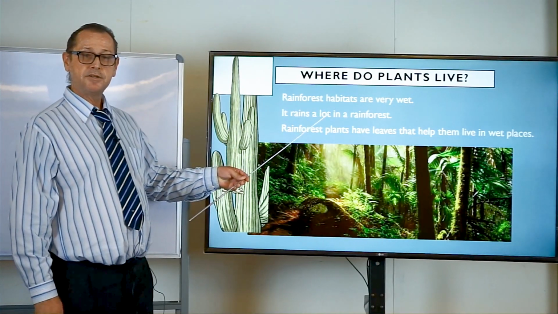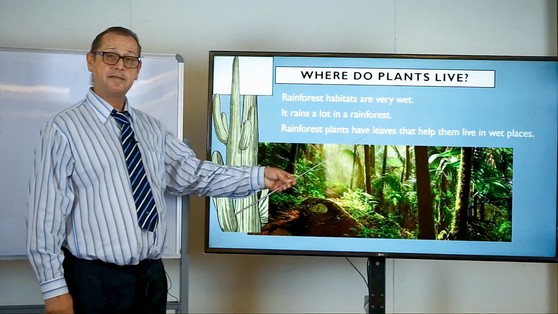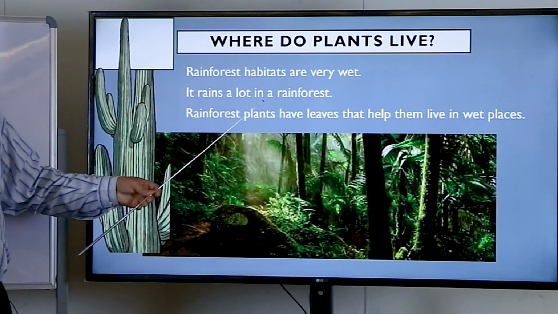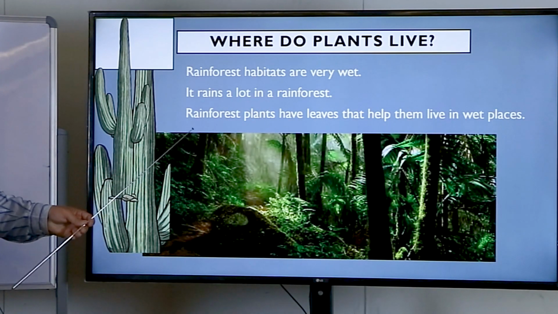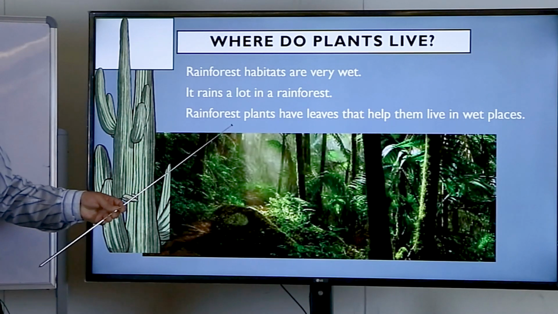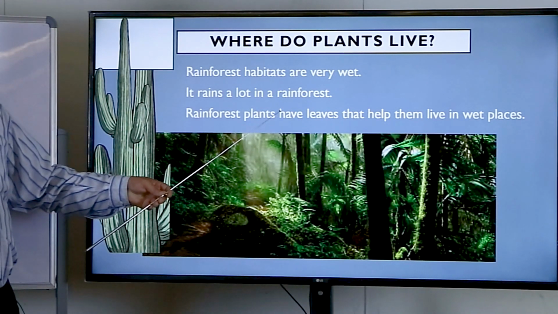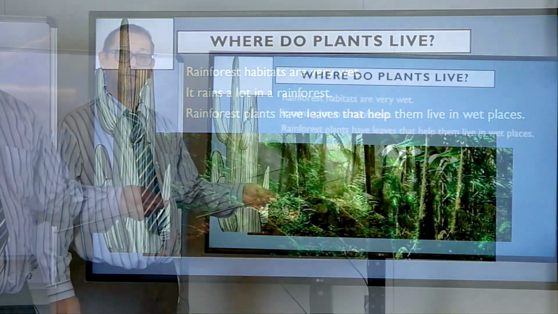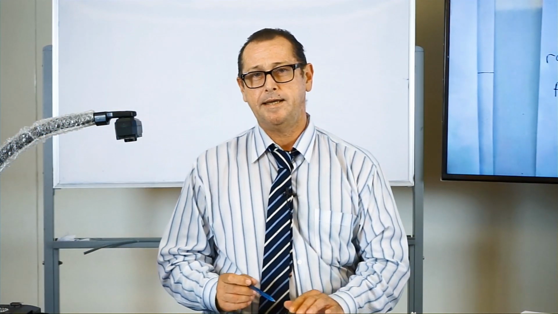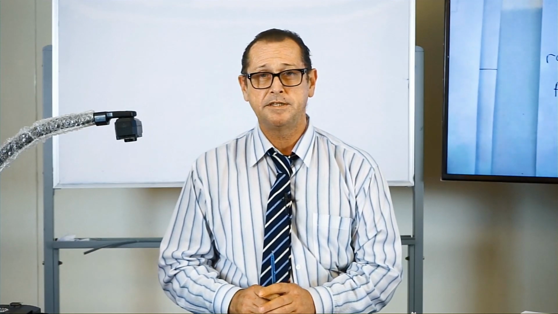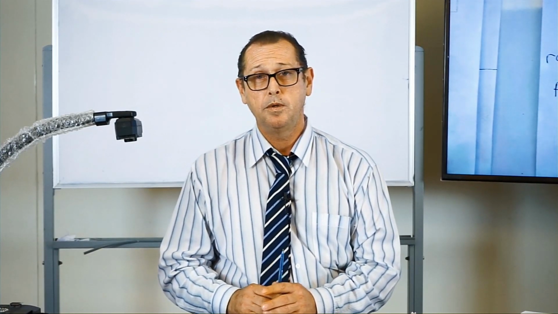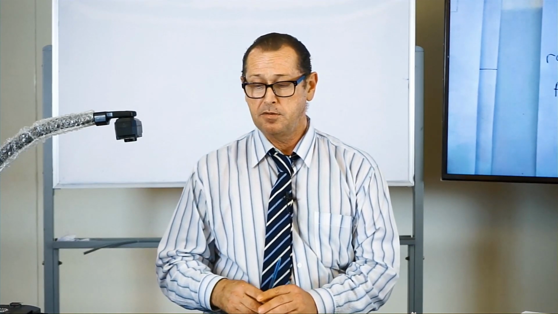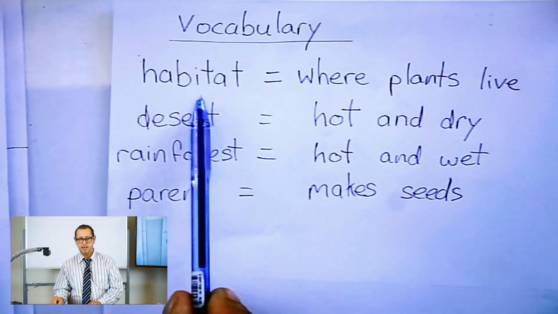Rainforest habitats are very wet. It rains a lot in a rainforest. Rainforest plants have leaves that help them live in wet places. Okay, so now that we've read about the desert and rainforest habitats, we will look at 4 important words that we need to understand. Okay, so the first word is habitat.